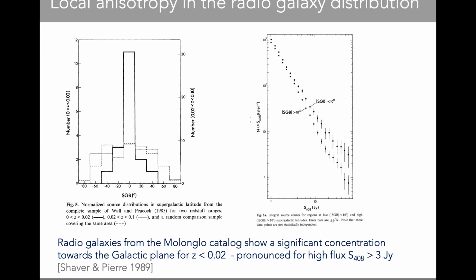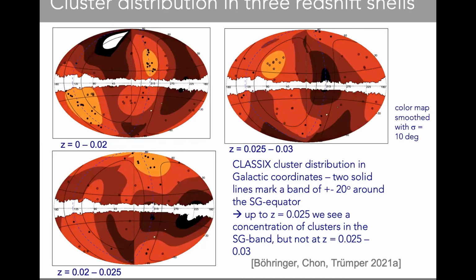We were very curious what we see if we trace it with our galaxy clusters. That is shown here in a way that we plot our galaxy clusters onto the sky in various redshift slices. The galaxy clusters that we find are the round dots. The filled ones are in the supergalactic equator, plus or minus 20 degrees. The open ones are outside. And the colored areas are colored by the density of the galaxy clusters.